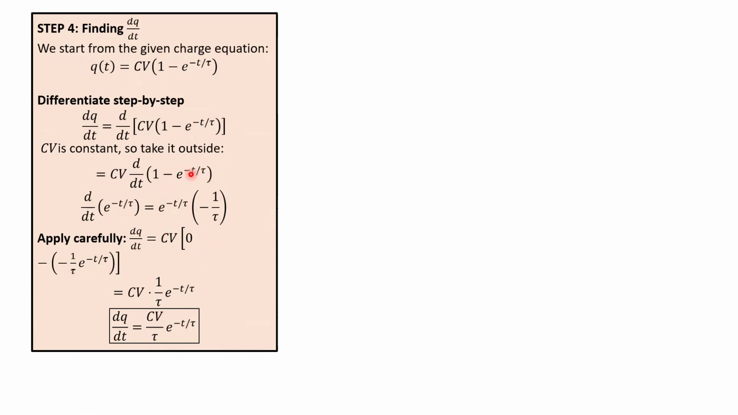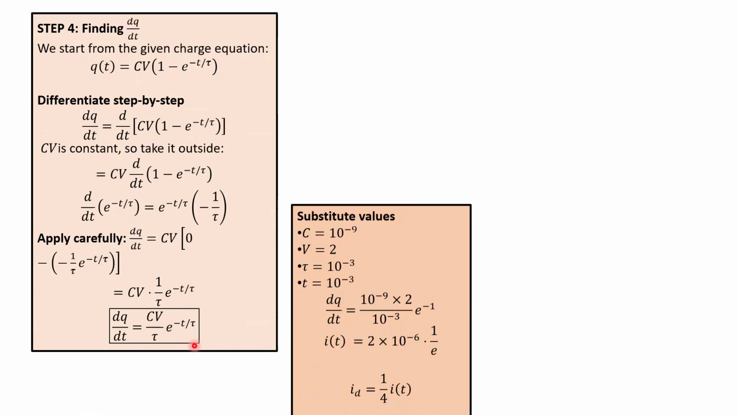First, I differentiated only this part. I got the result and I am substituting. So, CV into 1 by tau e to the power minus t by tau. That is d by dt of this one, that is nothing but dq by dt. Yes, we got this answer: CV e to the power minus t by tau, divided by tau.